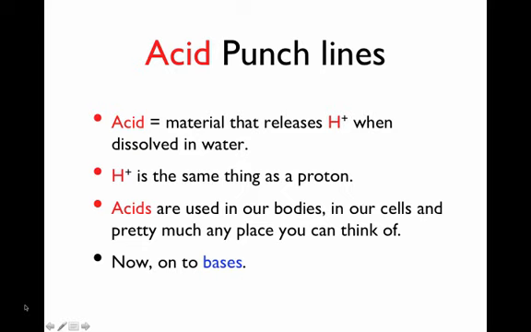Now I just want to summarize our introduction to acids. As far as the punchlines are concerned, one definition of an acid is a material that releases H plus ions when it's dissolved in water. H plus ions are basically the same thing as a proton. And so very often, people will refer to H plus ions as protons. And acids are used in our bodies, in our cells, pretty much any place you can think of, for different purposes. So we're done introducing acids. The next thing that I'm going to introduce are bases. So that will be the next section.